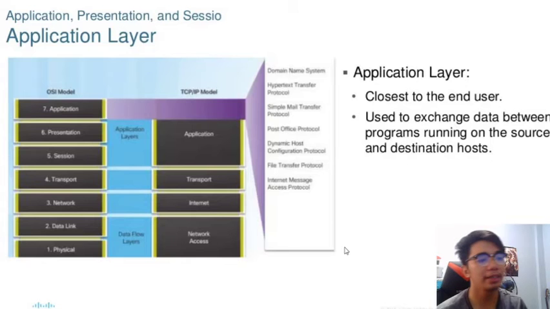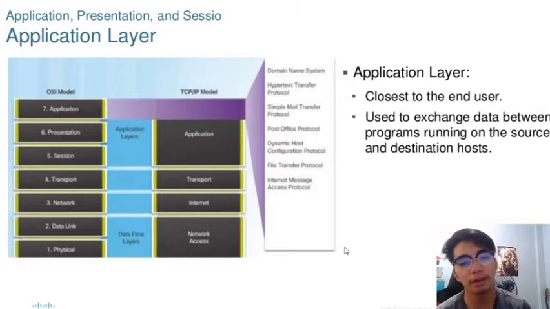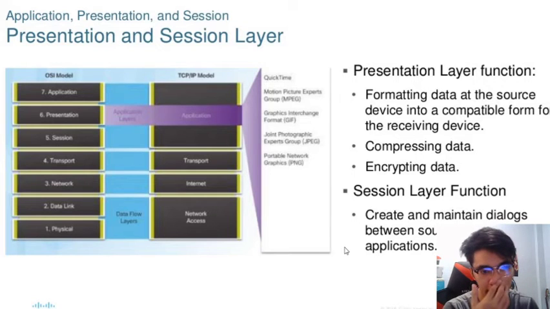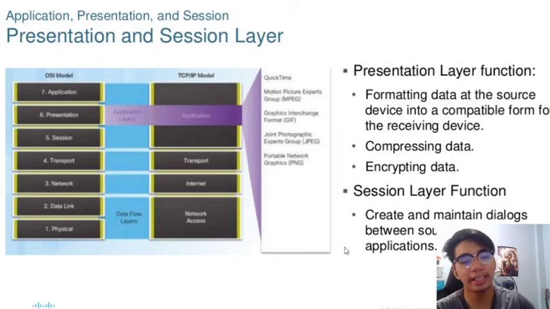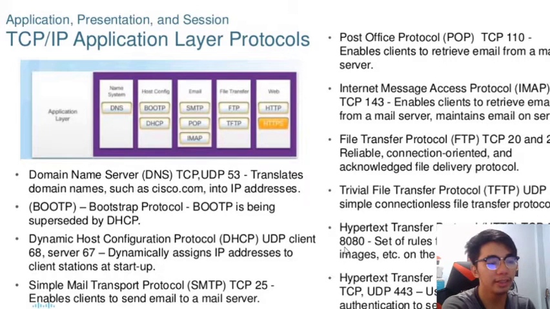Application layer. The application layer is closest to the end users, used to exchange data between programs running on the source and destination host. Then the presentation layer compresses and encrypts data. The session layer creates and maintains dialogues between source and destination applications. As in here, there are so many protocols.